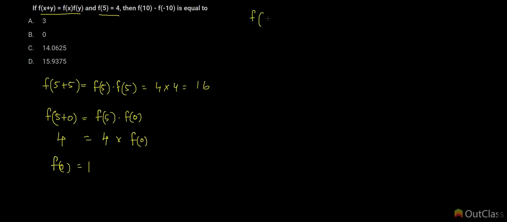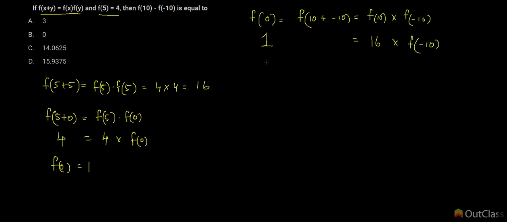f of 0 can be rewritten as f of 10 plus minus 10. According to the definition given, it is f of 10 into f of minus 10. f of 0 is 1. It is 16, which we already found out, into f of minus 10. This means that f of minus 10 is 1 by 16.